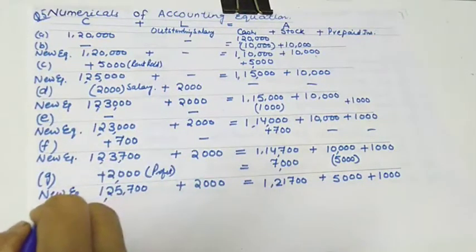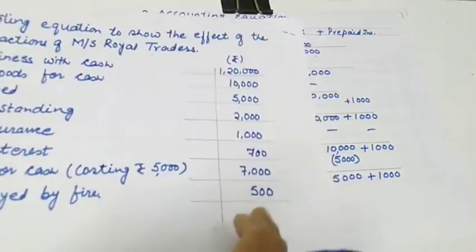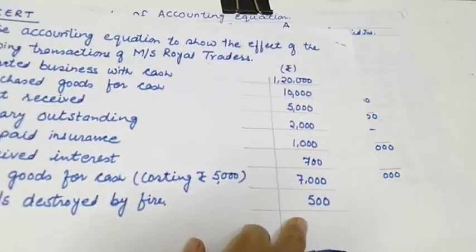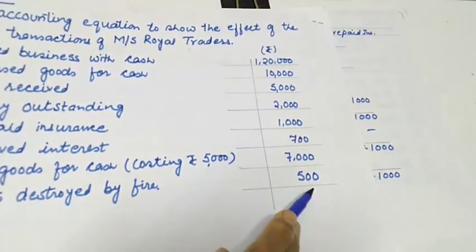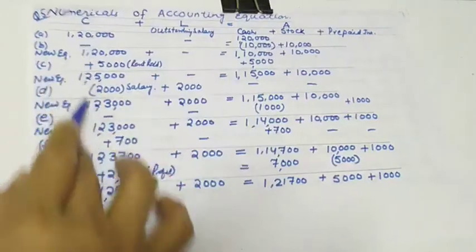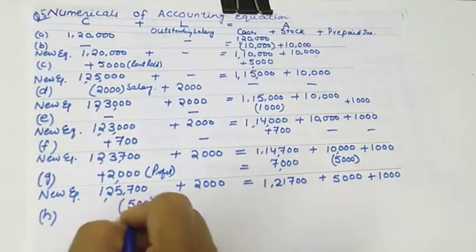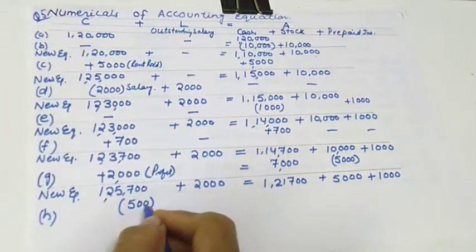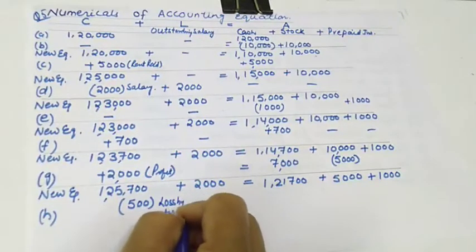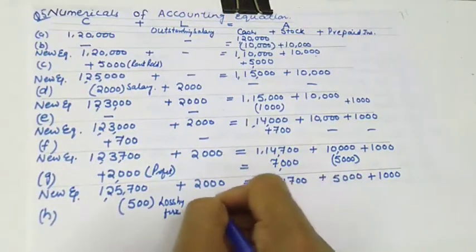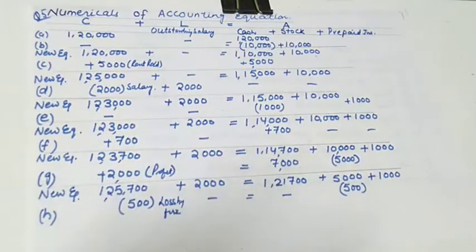And now the last one is goods destroyed by fire. So what will happen when your goods are destroyed by fire? When your goods are destroyed by fire, your stock will reduce, as well as it's a loss for us. And you know how to treat loss. Loss is to be deducted from the capital. You know the reason? The reason is that when profit is added to capital, then loss will be deducted. Loss by fire. And there is no change, and your stock will reduce by 500.